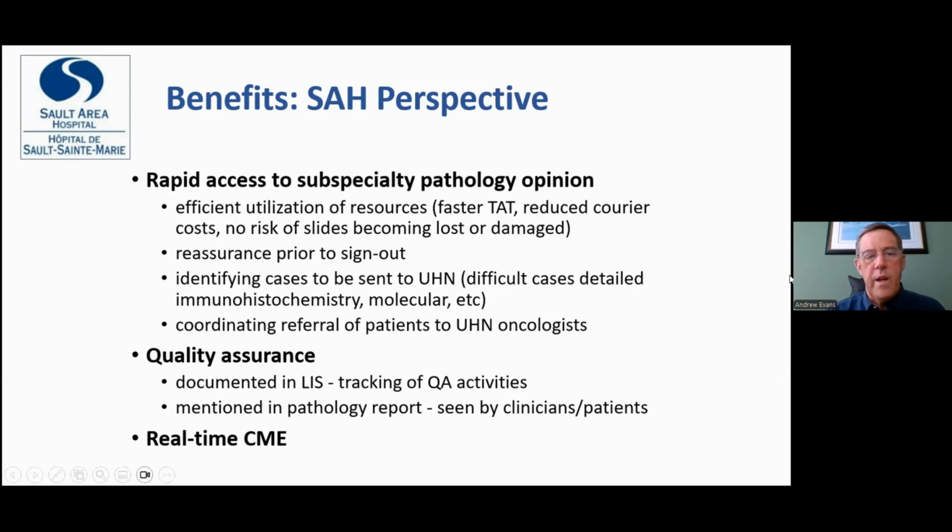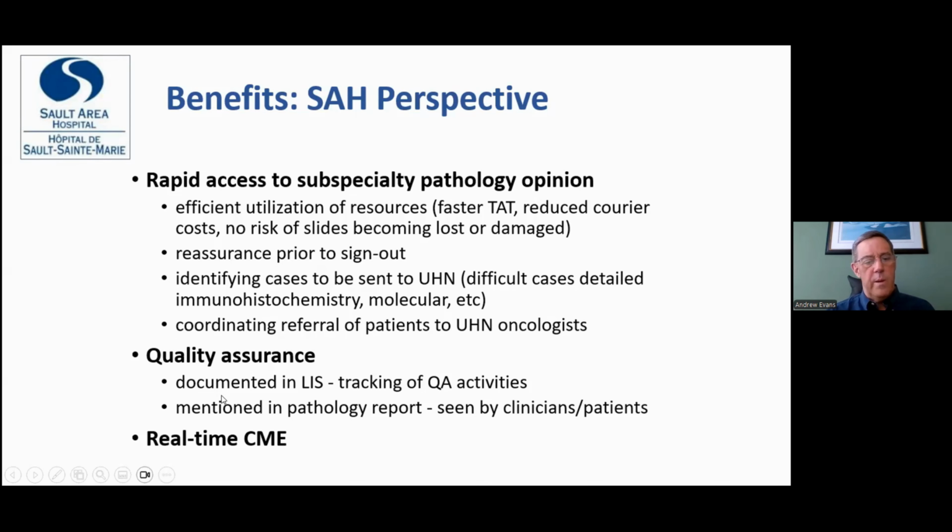From the Sioux area perspective, we were able to provide rapid access to subspecialty pathology opinion, importantly providing some reassurance prior to sign out and identifying cases that really needed to be sent to UHN for more detailed immunohistochemistry workup or molecular workup that was not available in the Sioux area. So this basically was a way of triaging the types of cases that needed to be sent for full review, again creating efficient utilization of resources. We were also able to coordinate referral of patients to UHN oncologists in certain situations.